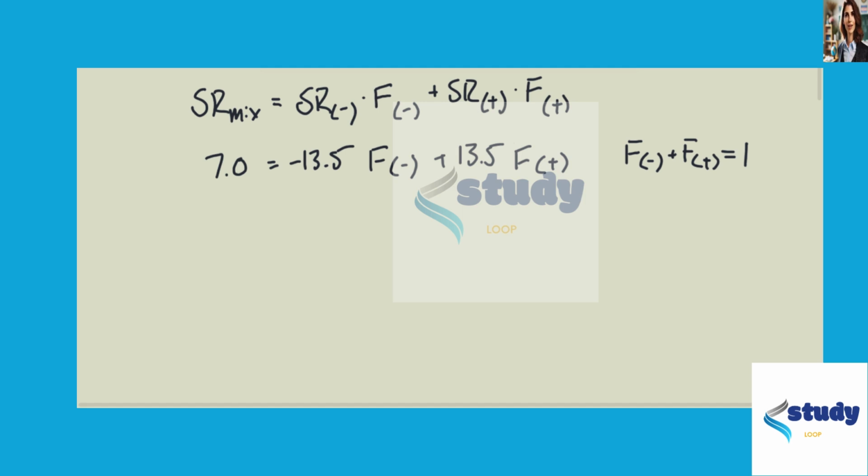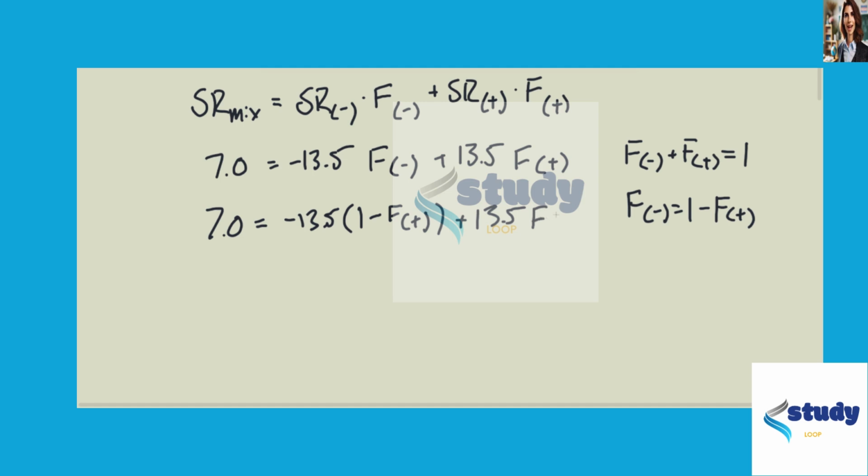Because of that, we can rewrite F minus as 1 minus F plus, just subtracting F plus on either side of the equation. Now we can rewrite our initial equation: 7.0 equals negative 13.5 times, instead of F minus, we can put 1 minus F plus, and then our initial plus 13.5 F plus. Great. At this point, all that's left to do is some algebra, rearranging, and solving for F plus.